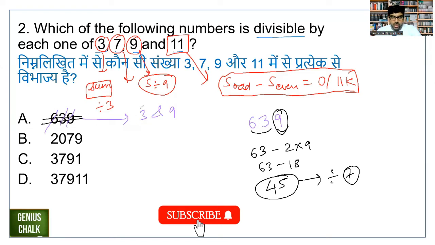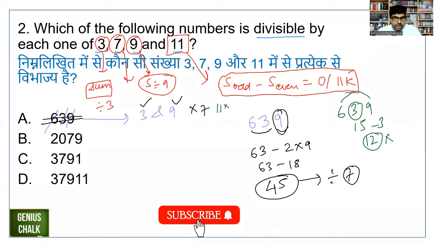Why? Because this is divisible by 3, 9, but it is not divisible by 7. So there is no need to check for 11. Of course, this is not divisible by 11 as well. You can see that if you check it, 6, 3, 9, the sum of the digits at odd places is 15, and 15 minus 3, this is 12. 12 is not divisible by 11 also. So this is obviously not divisible by 11 also. So this is not the answer.